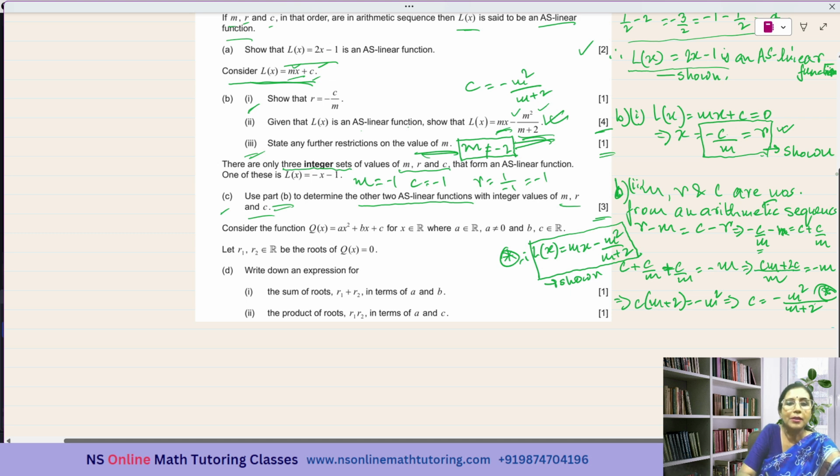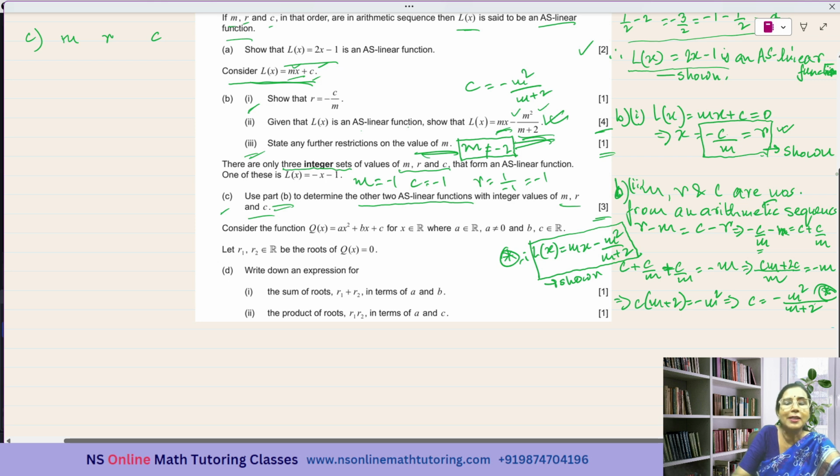Okay, so now let me write the subpart C's answer over here. M, r, and c. We have to start with one of the numbers, so I'll be starting with m, and I'll be taking different integer values of m, both positive and negative, using the calculator, and we will be finding for what integer values of m we are getting integer values of r and c.